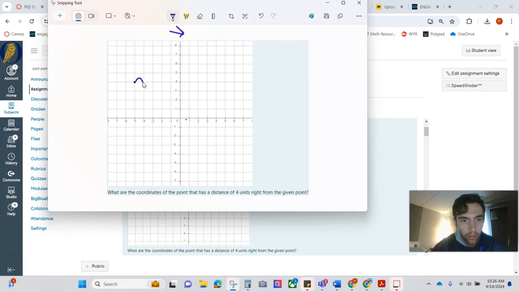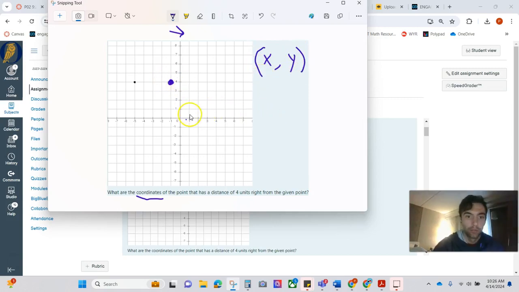1, 2, 3, 4. Right here is where it is. Now I can't type "right here" as my answer, right? That'd be silly. I have to write the coordinates of the point, 4 units to the right. So I have to write the x and y values, the ordered pair.